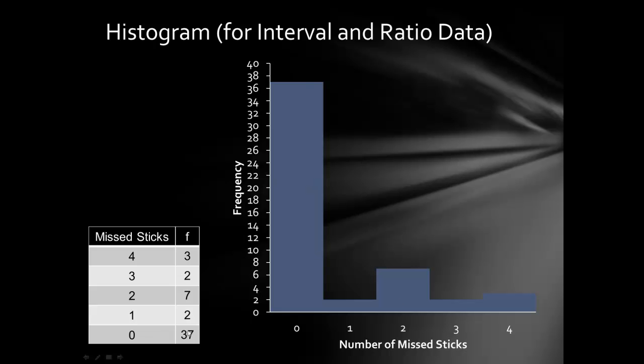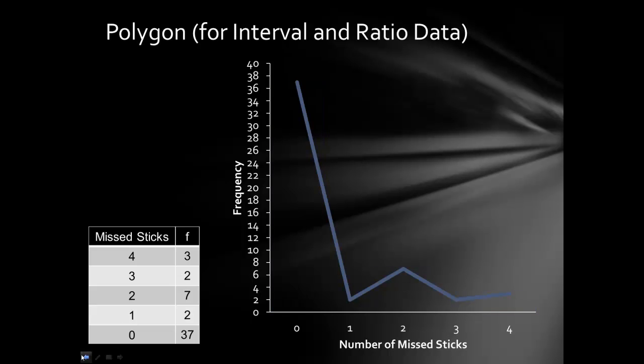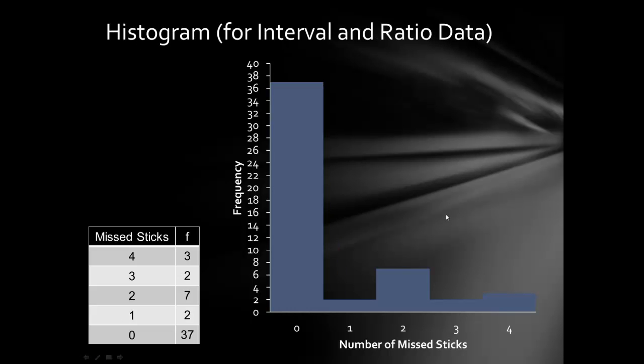So 0 missed sticks, whoa, 37. A lot of people in this data set had 37 missed sticks. Some good nurses here. And then 1 missed stick corresponds to a height of 2, a frequency of 2, and so on and so forth. So again, when you have interval or ratio data, you use a histogram. The bars touch. You can also use a polygon, which is coming up next. But let's focus on the histogram for now.